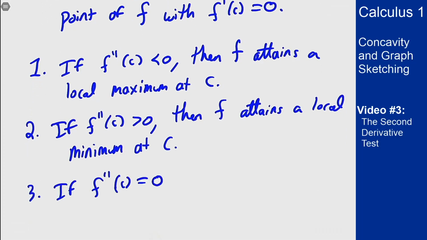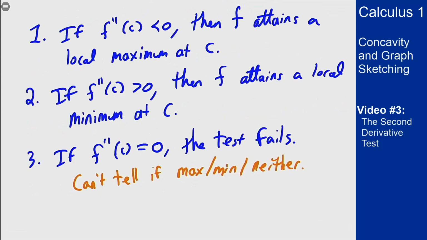This is a weird case here because in this case, the test fails. And by this, I don't mean that there's not a local max or local min. I mean that this test cannot tell you if it's a local max, a local min, or neither. It just gives you no information about what's actually going on here. In this case, you would have to go back to the first derivative test to figure out if it's a max, min, or neither, because that test never fails. It's more complicated to check both sides of the point, but it doesn't actually fail. This test has an inconclusive case in case 3, where it does not give you an answer to what's actually happening at this point.